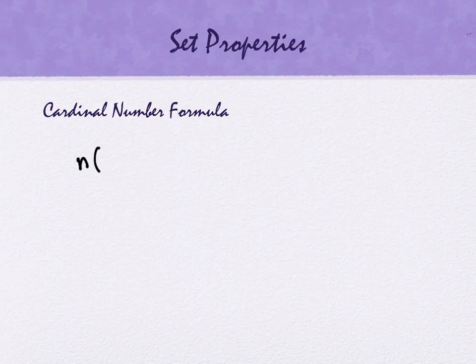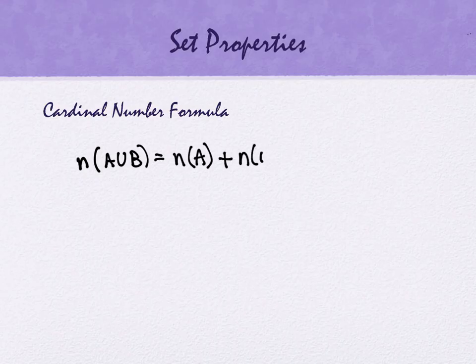So if you're looking for the union, if you're looking for the cardinal number, which is the number of elements in the union, this is the same as finding the number of elements in one set, the number of elements in the other set, and then subtracting the number in the intersection.